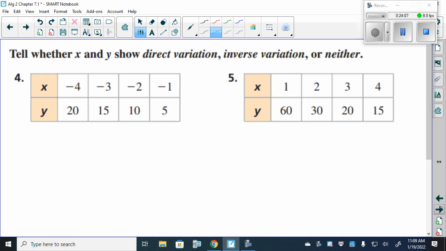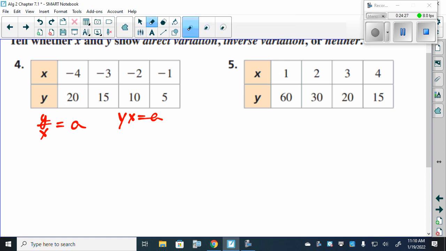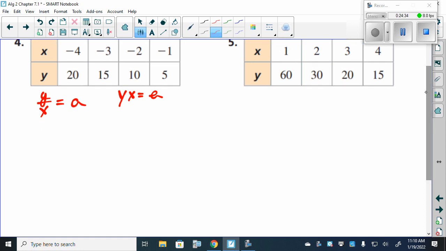All right. Let's look at 2 more of these because I think probably 2 more and y'all have got a pretty good handle on this. Because in either one of these here, we're really just either using y divided by x is equal to a for direct, or y times x is equal to a for inverse. So which one do we want to try first, direct or inverse? Doesn't matter.